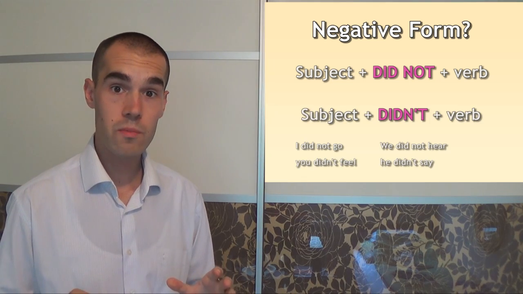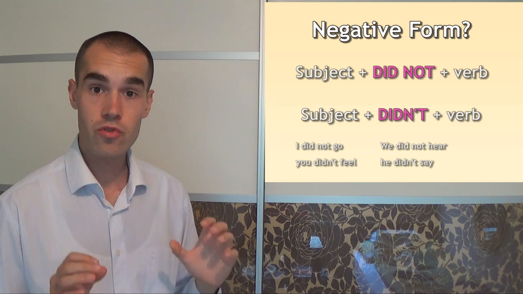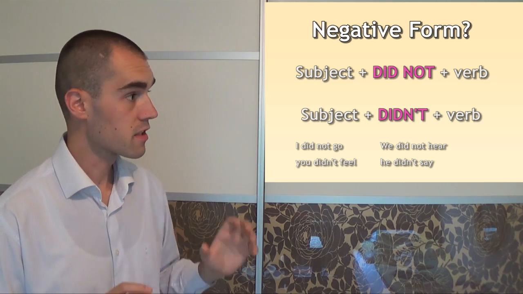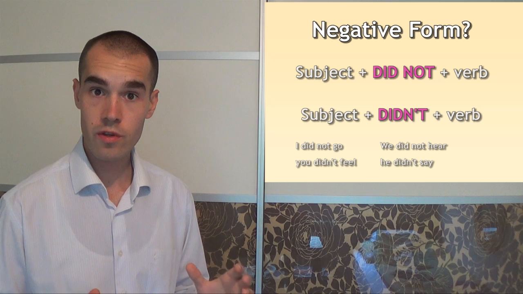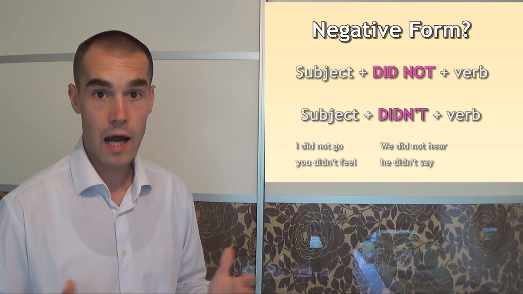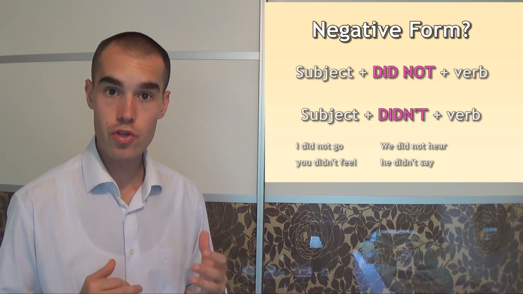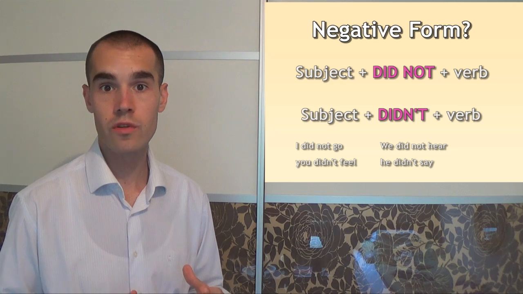Okay, before we move to the conjugation, let's first say something about the contracted, the shortened form. This did not has also a shortened form, and this is didn't. And you can apply either the first one or the second. It's up to you. The English usually use the shortened form didn't.